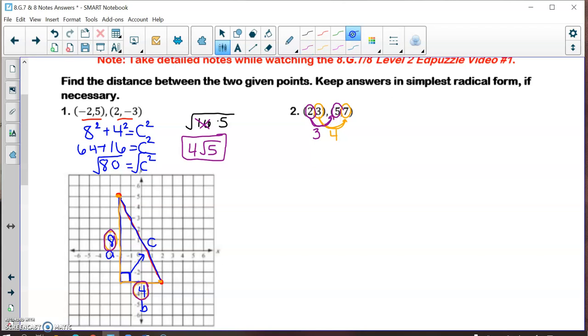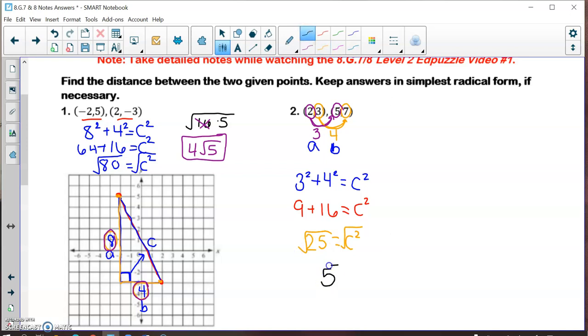Now, one of those you're going to label as A, the other you're going to label as B, and we are finding C. So I'm going to do A squared plus B squared equals C squared. So I do not need a graph to do these types of problems. 3 squared is 9, 4 squared is 16. 9 plus 16 is 25. And taking the square root of 25, 25 is a perfect square, we wind up with the square root of 25 being 5.